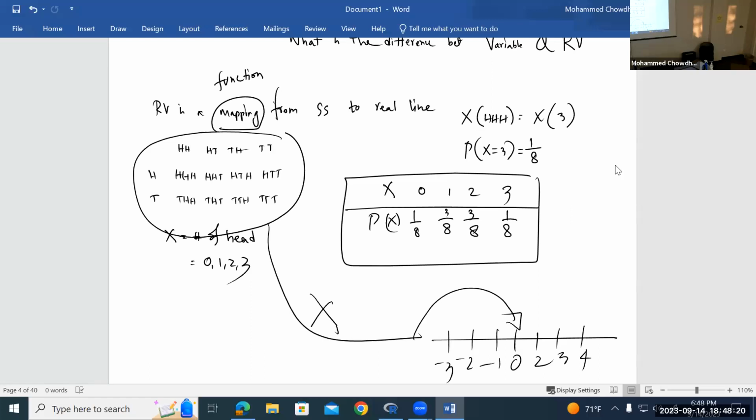So if someone asks you what is the difference between variable and random variable, that should be your answer. Just tell them a random variable is a function from sample space to real line. So that means it has a certain probability to happen. So that is why randomness is coming.